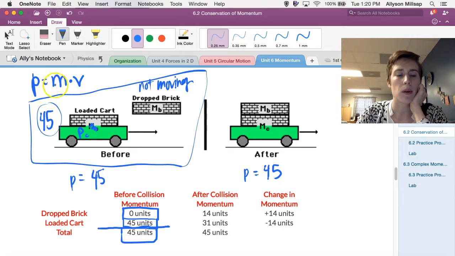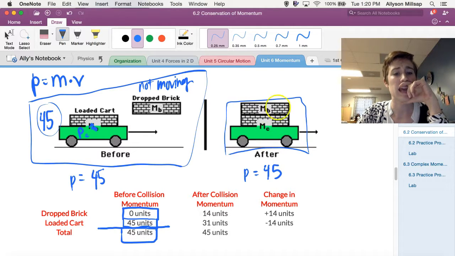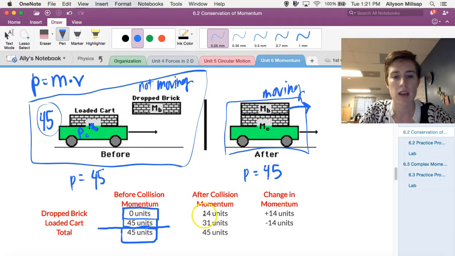Now, momentum, remember, is mass times velocity. So this cart now has gained mass, and so it's going to slow down. And that's what ends up happening here. After the collision, our brick now is moving forward with the cart, right? The cart's still moving forward. So this brick right here is still moving. Before it wasn't moving, but now it's moving. So its momentum went up, okay? And these are just made up numbers, but let's say it went up 14 units. So now this guy has a momentum of 14.